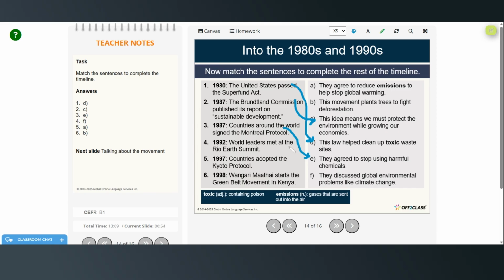1992, world leaders met at the Rio Earth Summit, and that matches with letter F. They discussed global environmental problems like climate change. 1997, countries adopted the Kyoto Protocol, and they agreed to reduce emissions to help stop global warming. And 1998, Wangari Maathai started the Green Belt Movement in Kenya. This movement plants trees to fight deforestation.